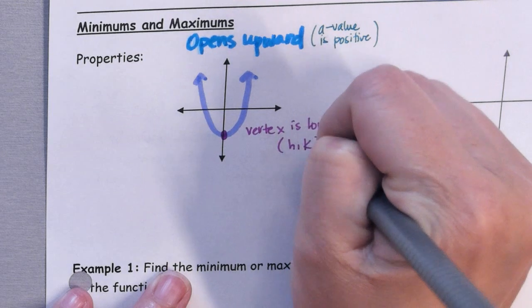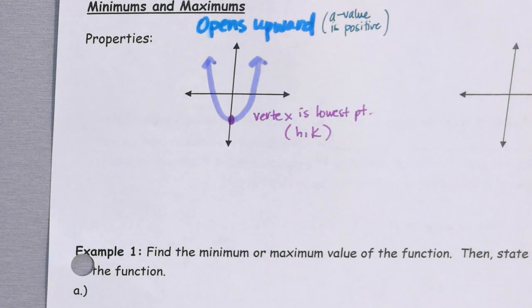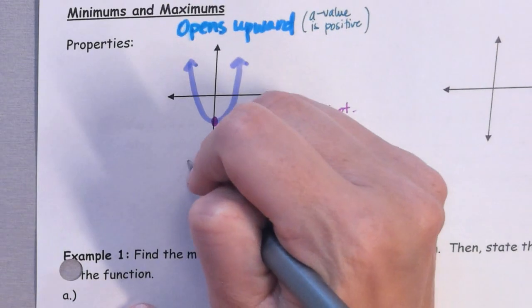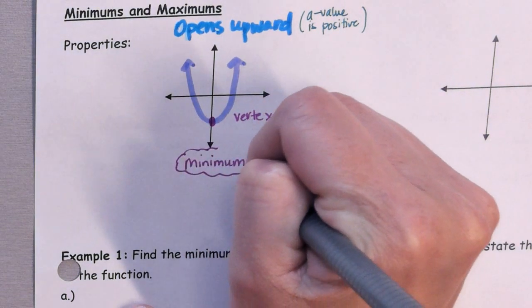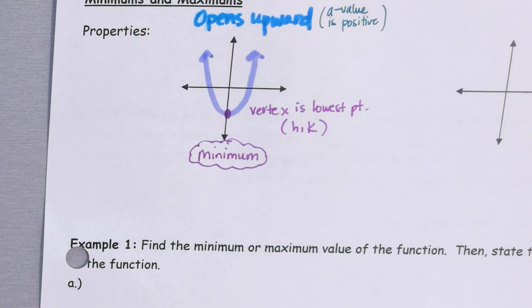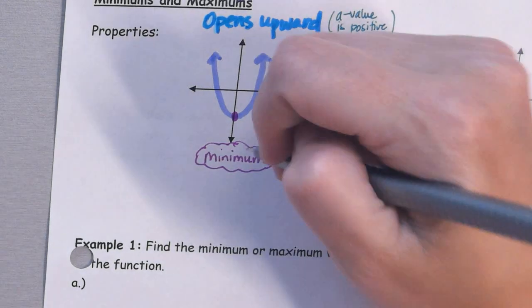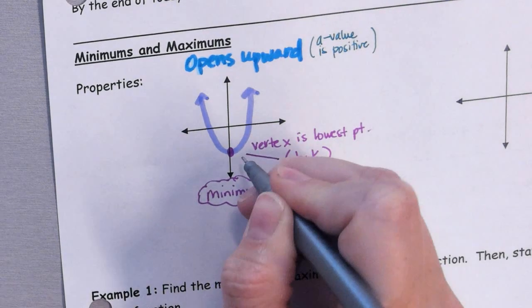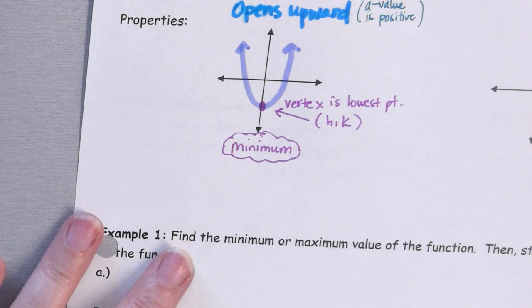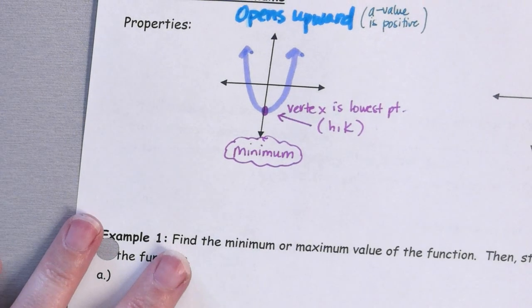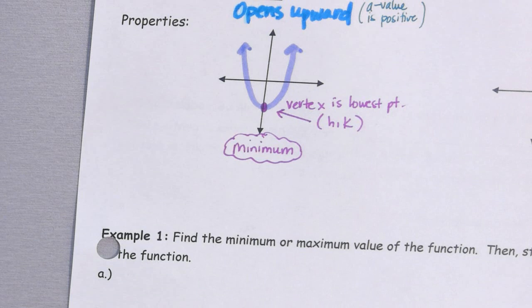It is still denoted as (h, k). And because it is the lowest point, we call this a minimum value. Okay, so it opens upward if the A value is positive. The vertex is the lowest point, and it is still being denoted by (h, k). Remember that h and k is the same thing as x and y. It's just that h and k represent your vertex. Okay, it's still the x coordinate and the y coordinate.